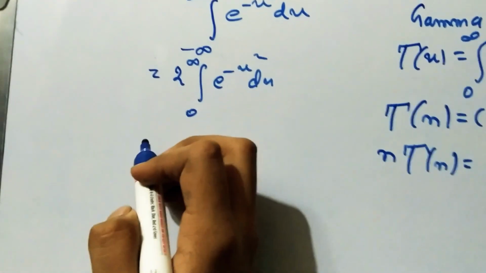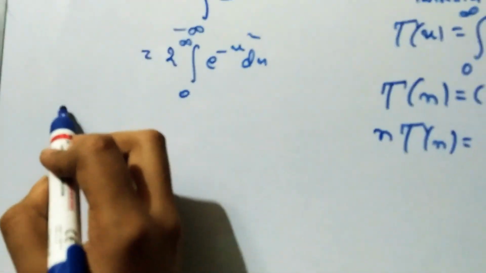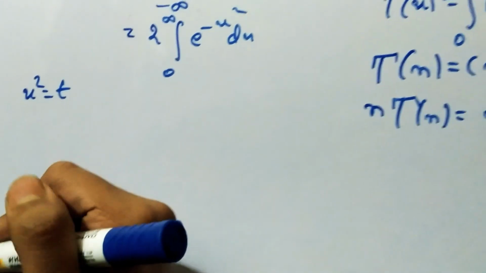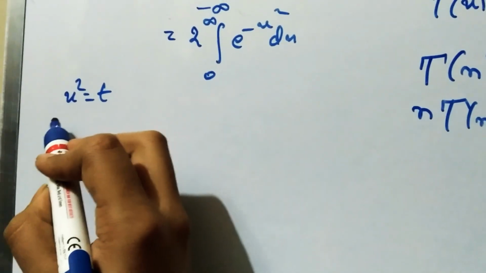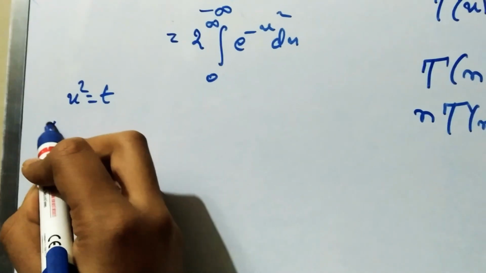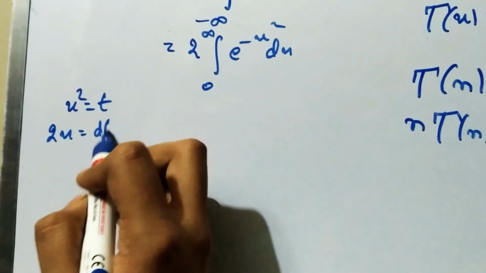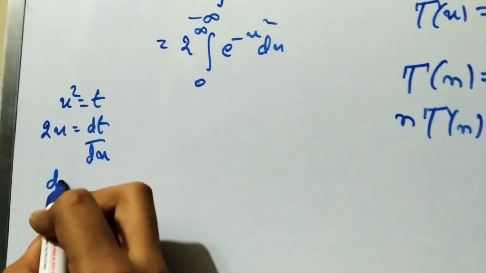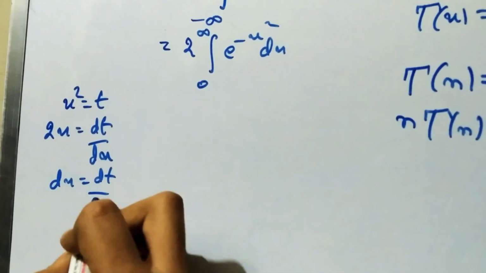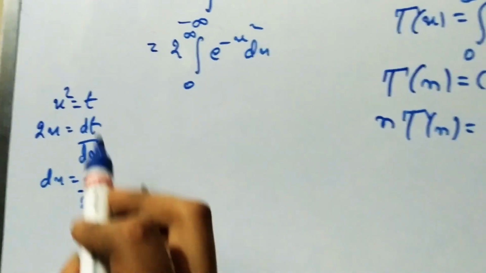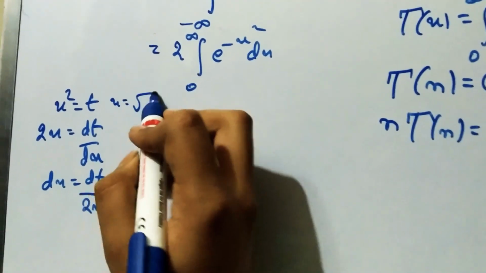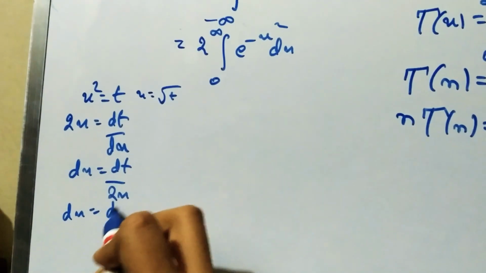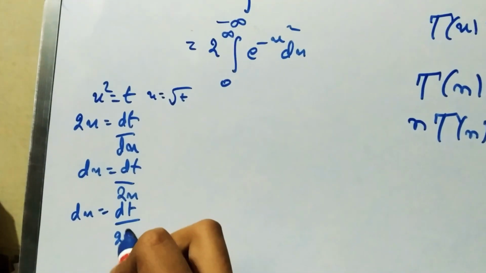Now, coming back to this particular integral, we're going to replace x squared with t. If I differentiate both sides, we get 2x equals dt over dx. So we can write dx is actually dt over 2x. Now, since x squared is t, x is equal to root t. So we can write that dx is nothing but dt over 2 root t.